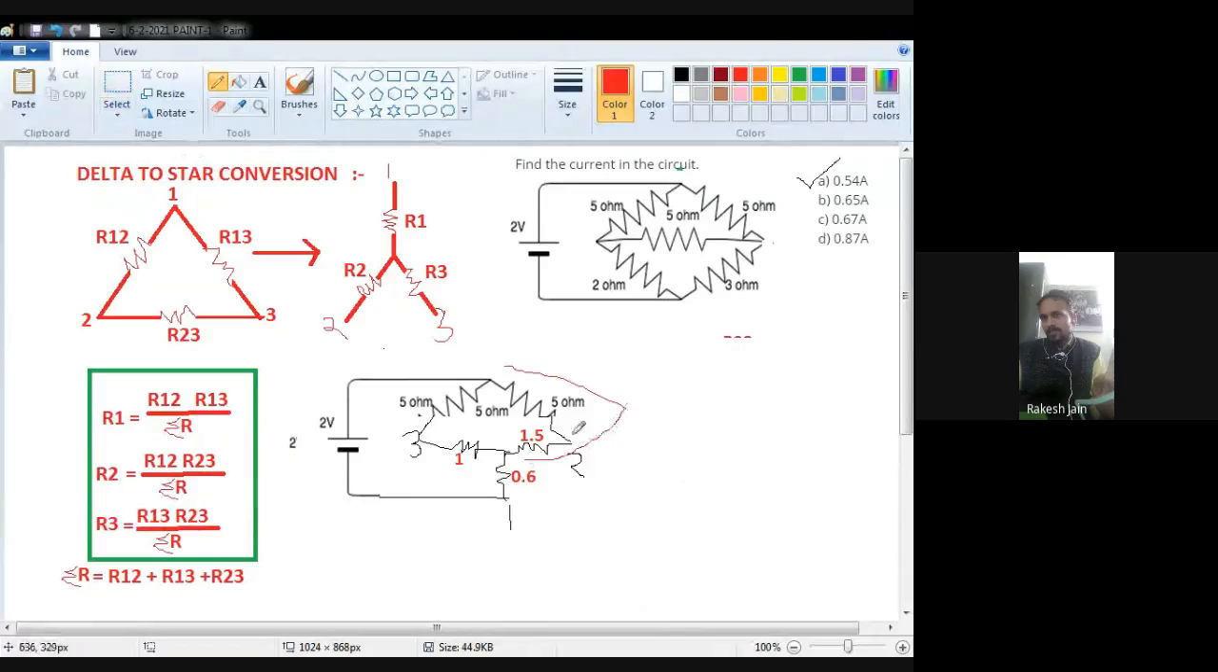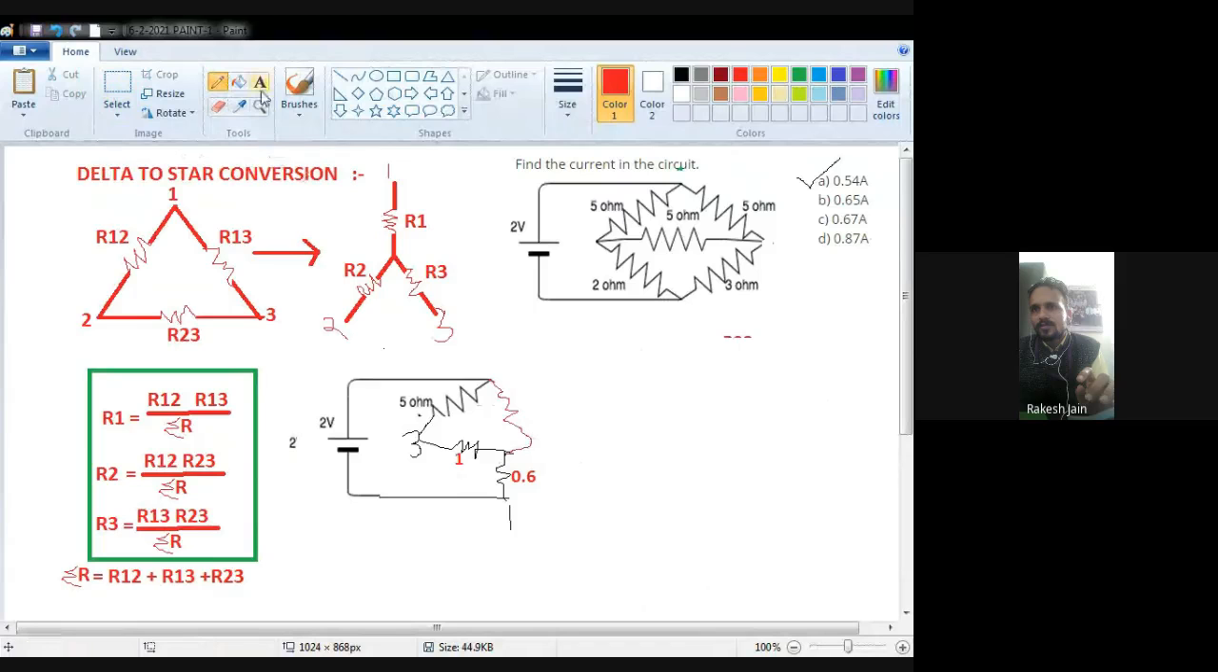So now what is your R2? Now see very carefully, R2 is what? So R2 will be R12. What is your R12? R12 is 3, multiplied by R23. What is your R23? R23 is your 5. So 3 multiplied by 5 divided by 10. Similarly, because the summation of R is the same in all cases, 3 plus 2 plus 5, that is 10. So this will be 15 divided by 10, that is 1.5. Okay.